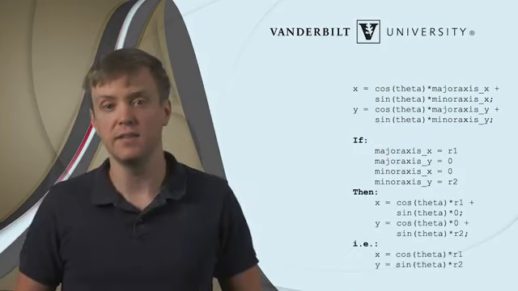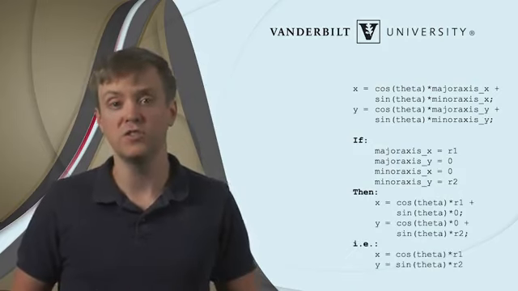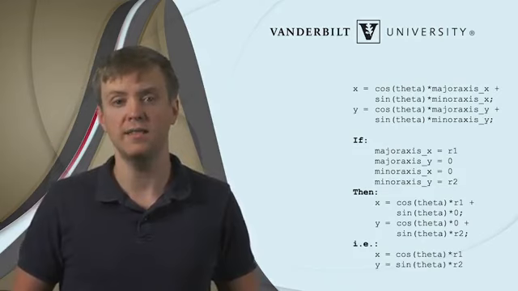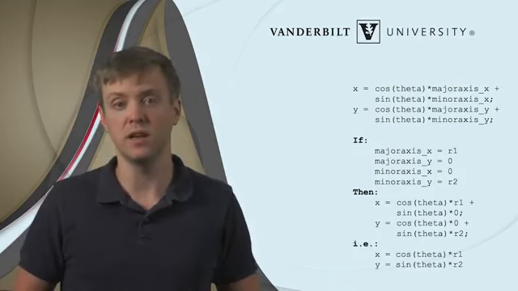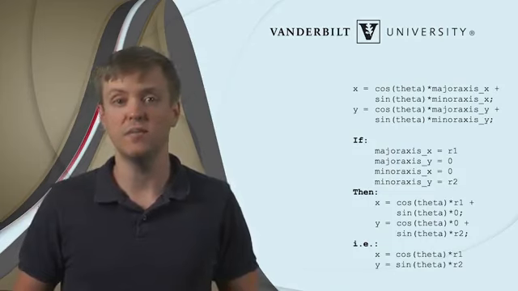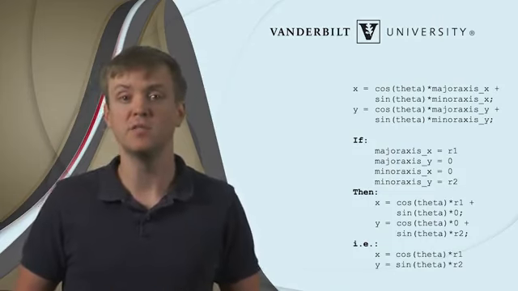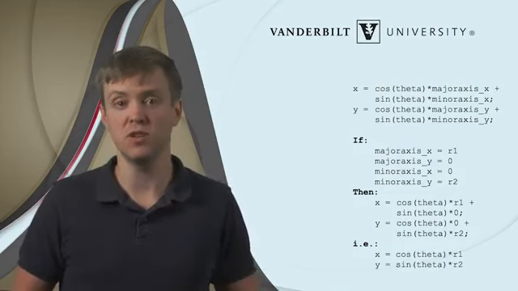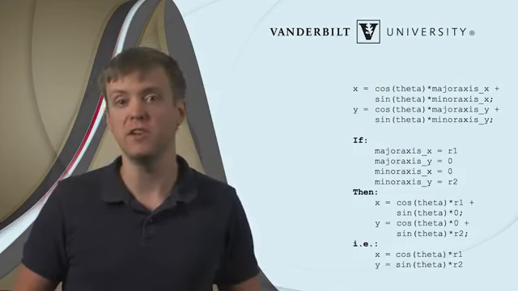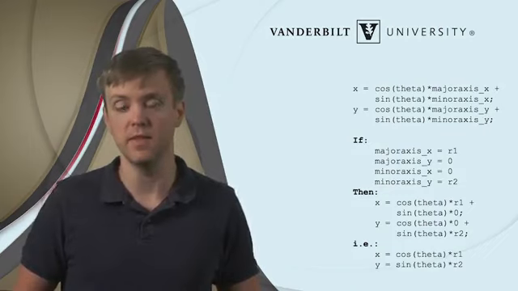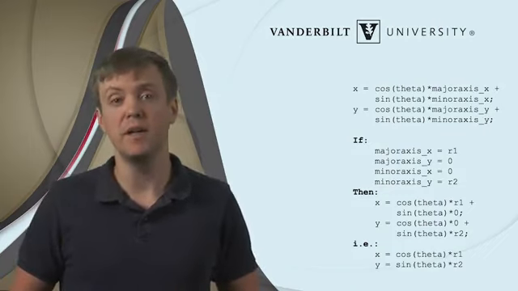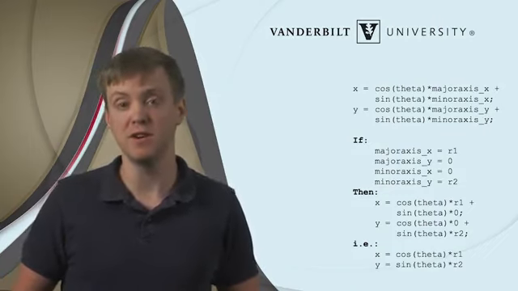If this is the case, then our equations would simplify to x equals r1 times cosine theta plus 0 times sine theta, and y equals 0 times cosine theta plus r2 times sine theta, which is the same as our original simple ellipse. Thus, the simple ellipse is one instance of the more general ellipse with arbitrary major and minor axes. Okay, let's return to Matlab and plot our ellipses for our PCA models.